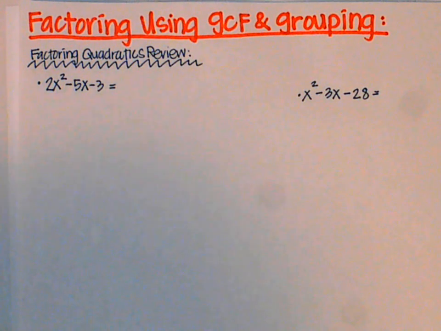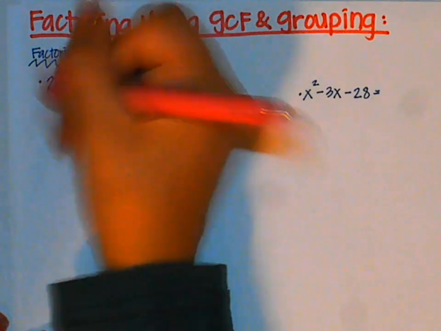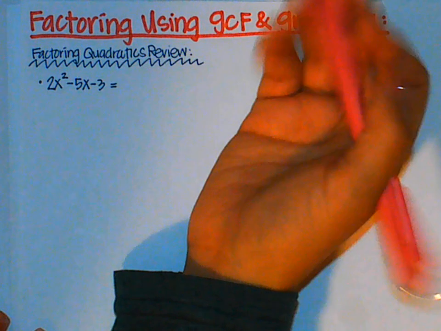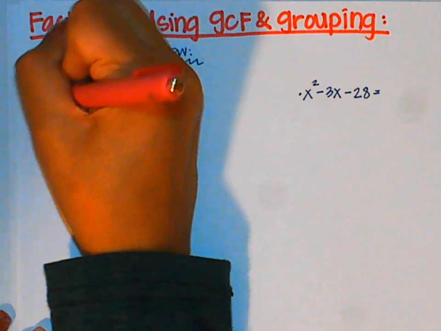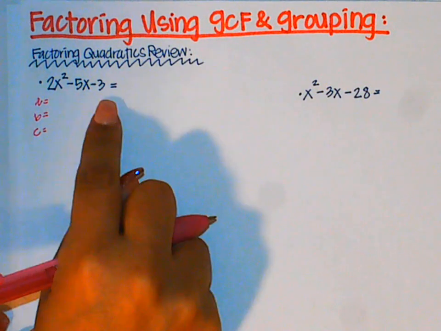I won't go in depth like this in class, so if you don't remember how to do this, it might be a good idea to watch the video. The first thing we do when we have this and when we need to factor is we want to identify our A, B, and C. And remember that that's taken from our equation itself.